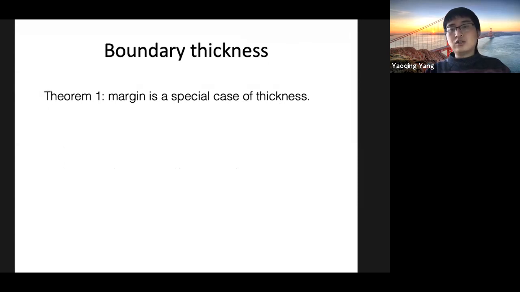Okay, so just to summarize our results, maybe our first result. Thickness is a generalized concept of margin, and it can measure something more than margin, which is the extent of overfitting of adversarially trained models.